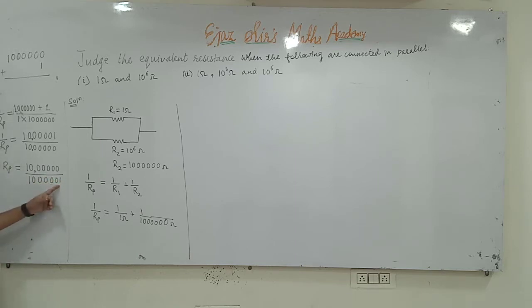Now you see the numerator is smaller and the denominator is greater. Since the numerator is smaller, we are dividing 10 lakh by 10 lakh and 1. It will be 0 point something. So we can write that the resultant resistance of the resistors in parallel will be less than 1.